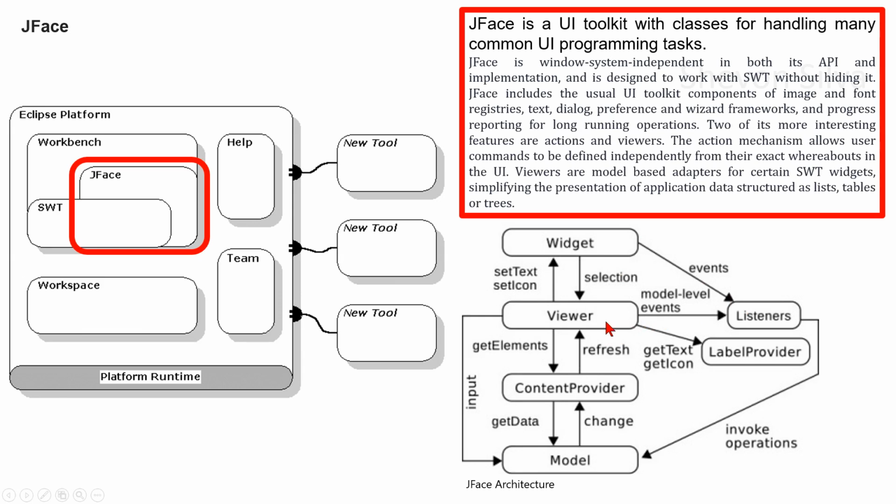JFace viewers access the application data through adapters. One question not addressed is how JFace will actually access the application-specific data. How is a generic viewer supposed to know the right get data method and the implementation of the observer pattern of specific data structures?